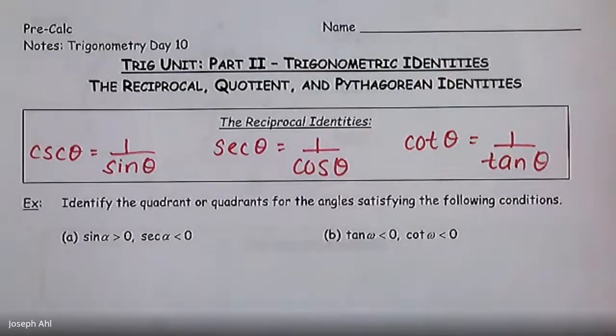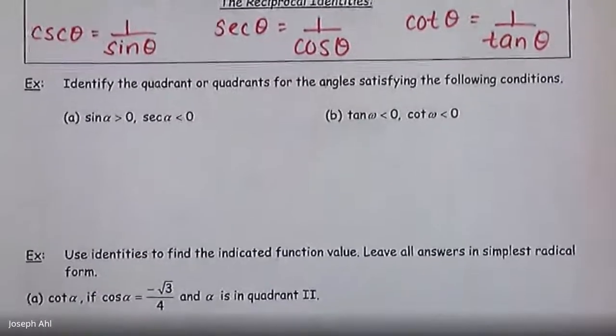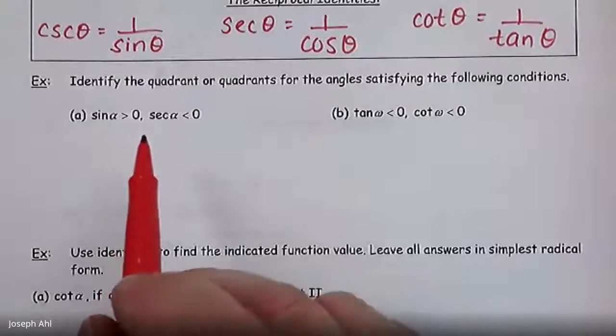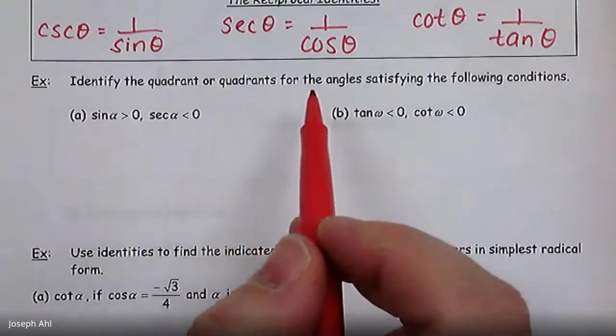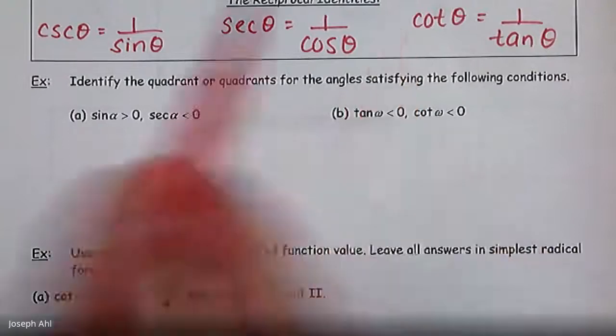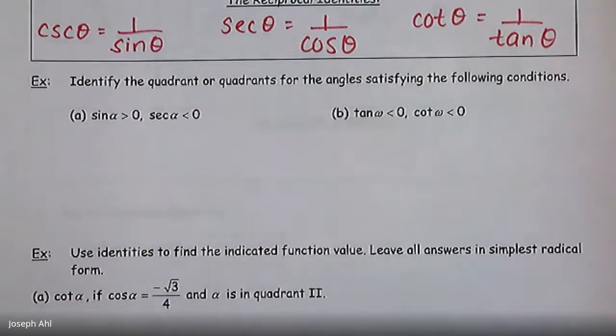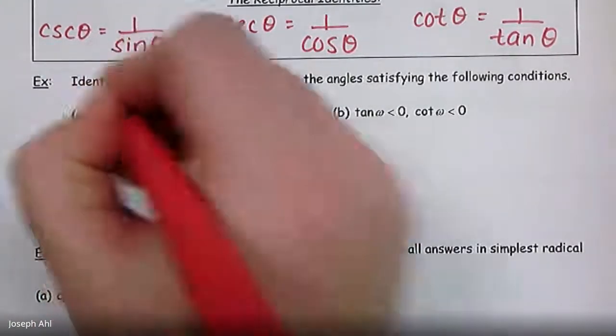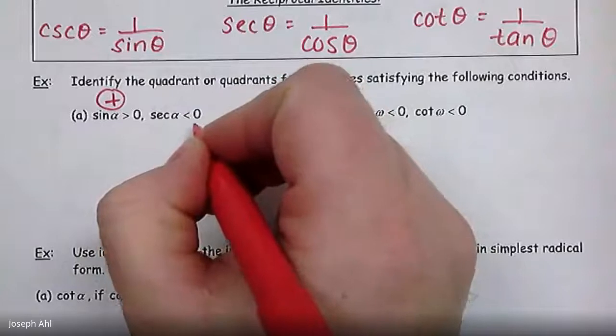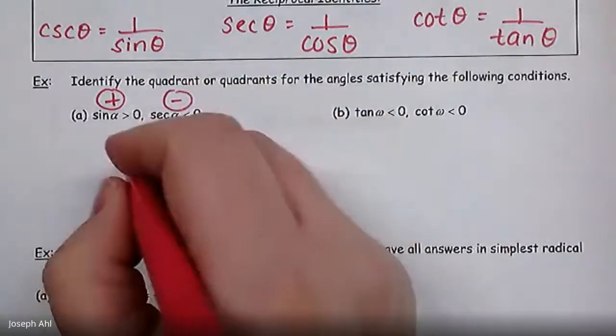So based on the way we're able to define those, what I want to do is just get a little bit of practice with the reciprocal identities. And we're given some information down here. In the first example, we're talking about an angle alpha, and it says identify the quadrant or quadrants for the angles satisfying the following conditions. So what we know about the first condition is that sine of alpha is greater than 0. Greater than 0 should be standing out as being positive, and secant of alpha is less than 0, which means that secant is negative.